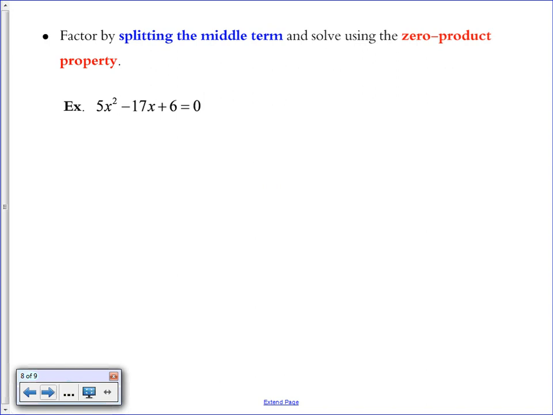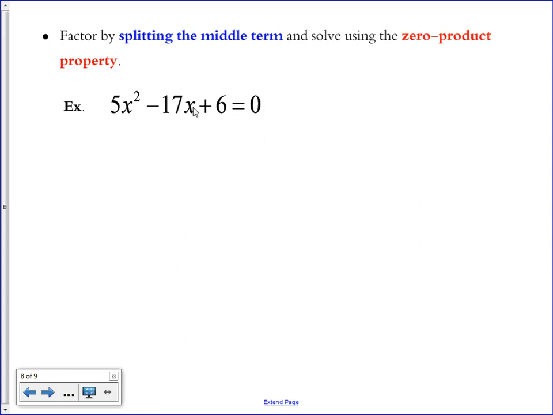So here I have a 5 in front of my x squared and a 6 in the constant term. And there's just too many combinations that could make 6. Now, I don't feel like using guess and check is going to be very efficient. Because it could be a plus 3, a plus 2, or a plus 6, a plus 1, or a minus 3 and a minus 2. So there are just too many options. I'm going to use splitting the middle term factoring instead. And here's how this method works.